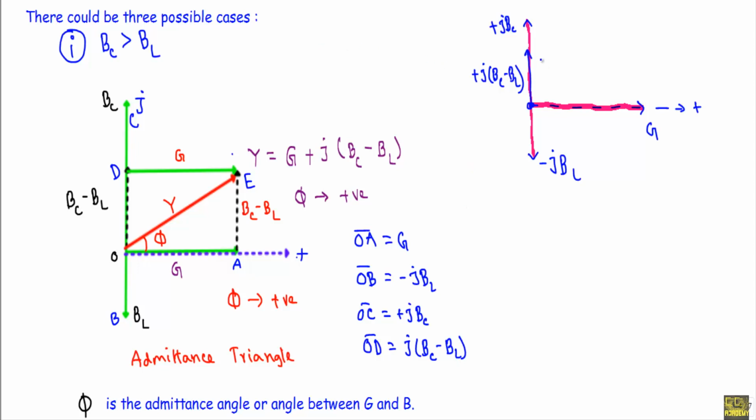Now see, to draw a parallelogram, at first I will draw an equal vector from this point, and I indicated that with DE, and DE will be equal to OA. From this point I will draw another equal vector, and that equal vector will be equal to AE, that will be equal to BC minus BL.